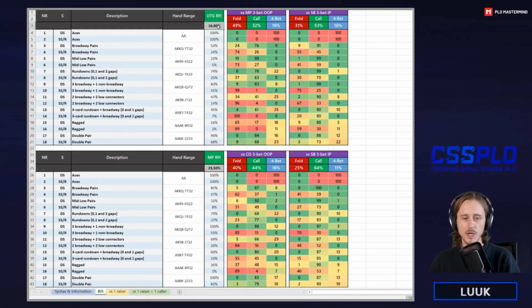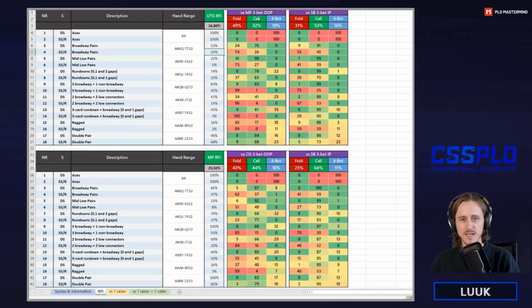Here we can see the overall RFI strategy from under the gun, which is 16.8% to open raise. And below that, you can see the open raising frequency for each of the individual categories. So for example, double-suited aces should be raised 100% of the time, double-suited Broadway pairs 53% of the time, single-suited or rainbow Broadway pairs 24% of the time, etc. If you go through this yourself, you will get a much better feeling and understanding of the ranges. I'm not going to do that right now, but you can see the frequencies right here.